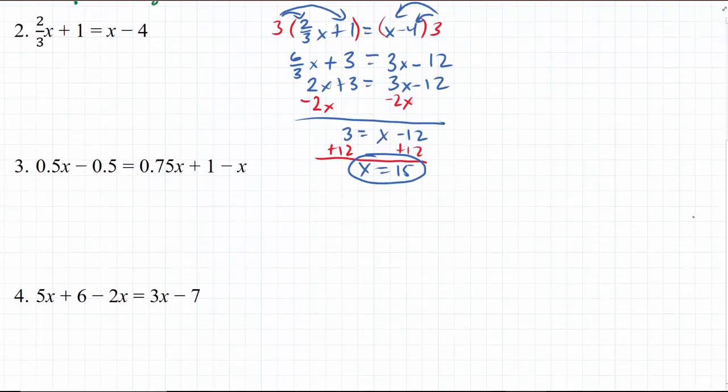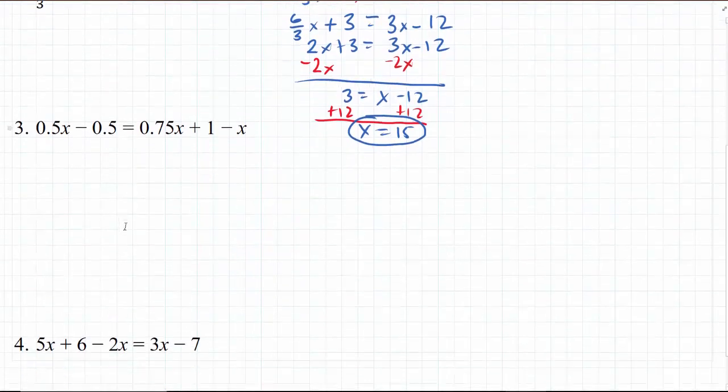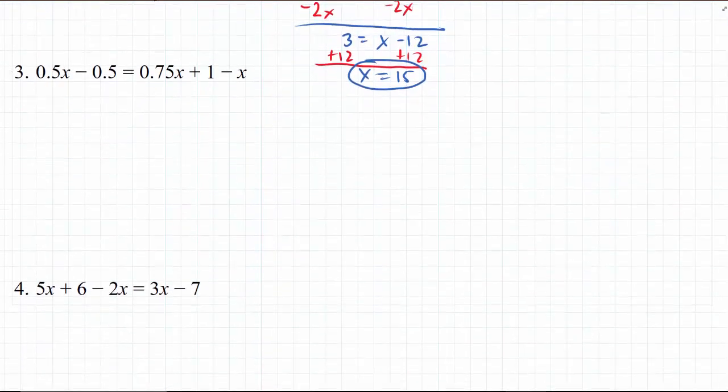For number 3, again, it looks like we have some decimals, some portions. Well, I guess the question now is, what strategies can I use to get rid of these portions? And I think what I'm going to do is multiply to get rid of the decimals. I'm going to multiply by the place value, and since this is in the hundredths place, I'm going to multiply by 100.